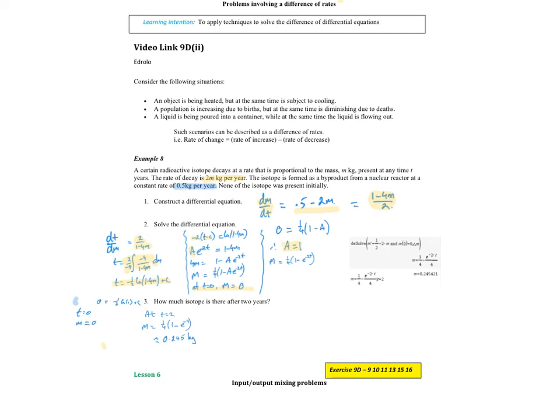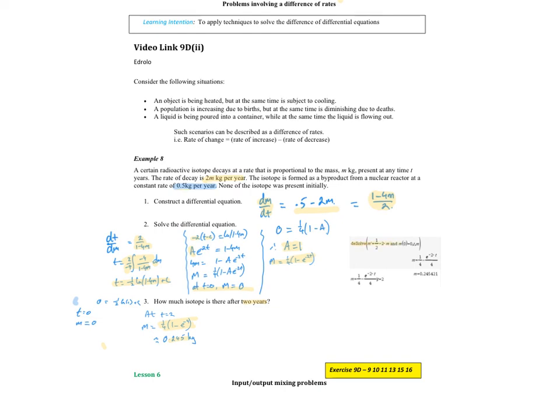Obviously, if m is equal to my expression here, to then determine how much isotope is present after 2 years, I substitute my t equal to 2. There's my exact form there, which is 0.245 kilograms.